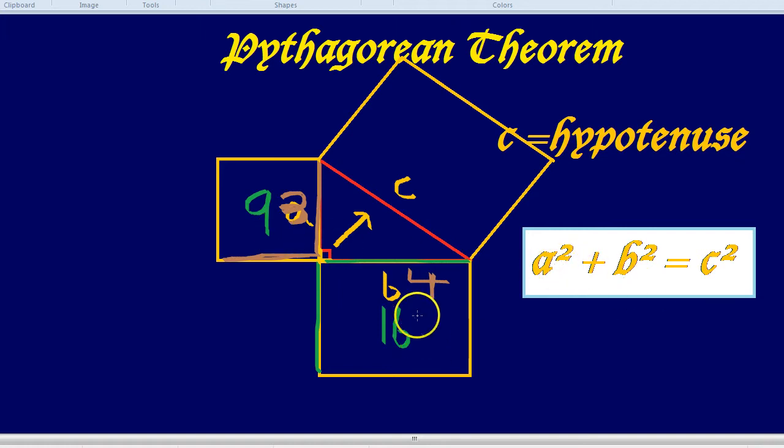9 plus 16, because remember these two squares add up to C's square. 9 plus 16 is 25. So 25 equals C squared.